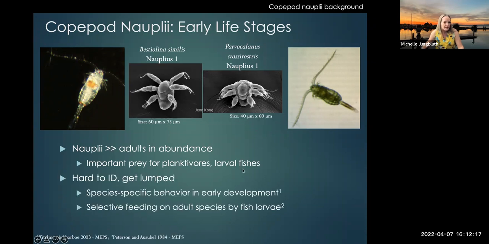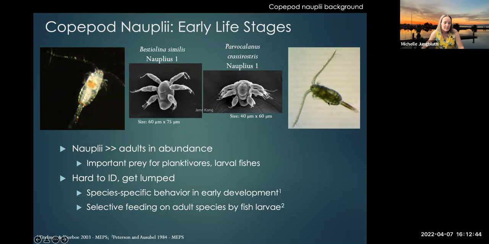And we know that larval fishes rely sometimes heavily on copepod nauplii, especially in their earliest feeding stages. Unfortunately, they're very hard to identify. And I use these two pictures as an illustration. These two species, Bestiolina similis and Parvocalanus crassirostris, coexist in tropical and subtropical waters around the world.